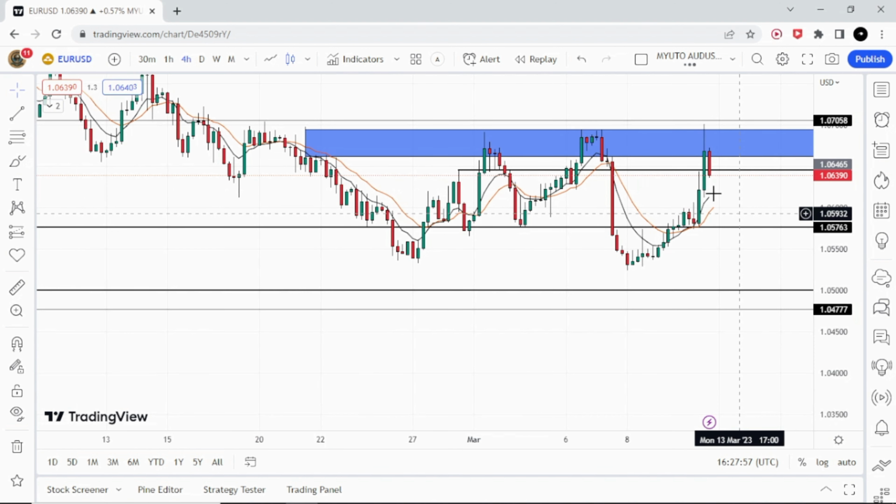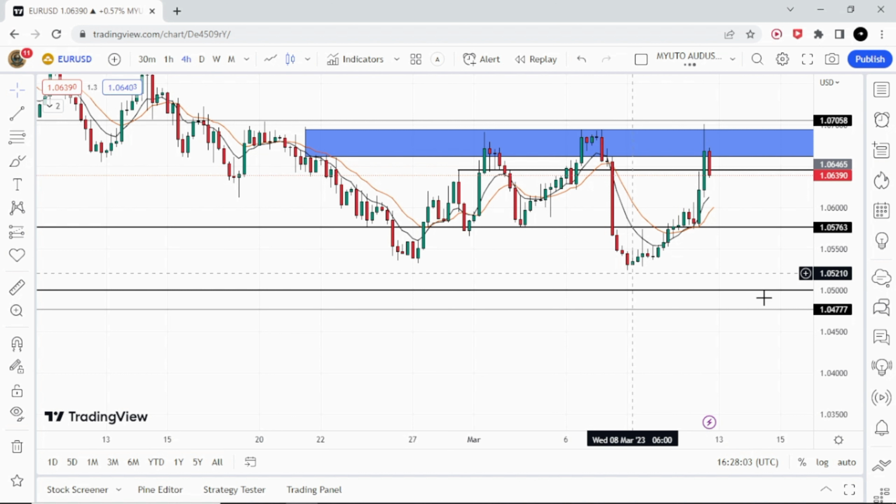So let us see how price reacts. For the euro, we might see price breaking this low and making new lows, probably 1.04500. You'll see me make an update in the Telegram channel. If you haven't joined the Telegram channel, make sure to subscribe. So look out for bearish momentum on the euro.